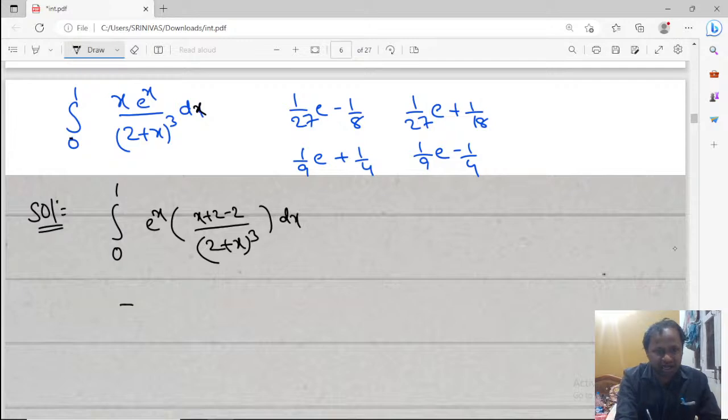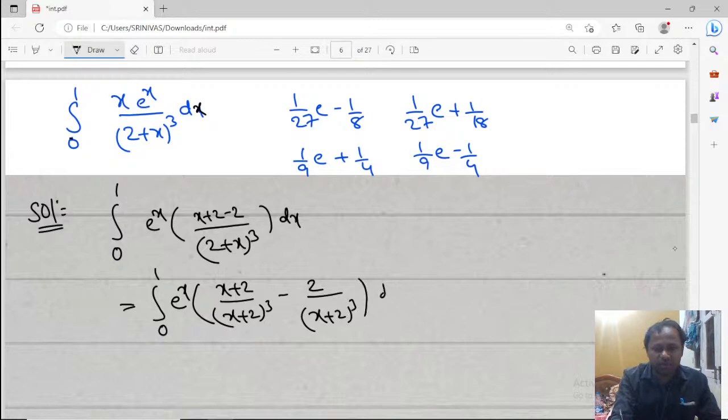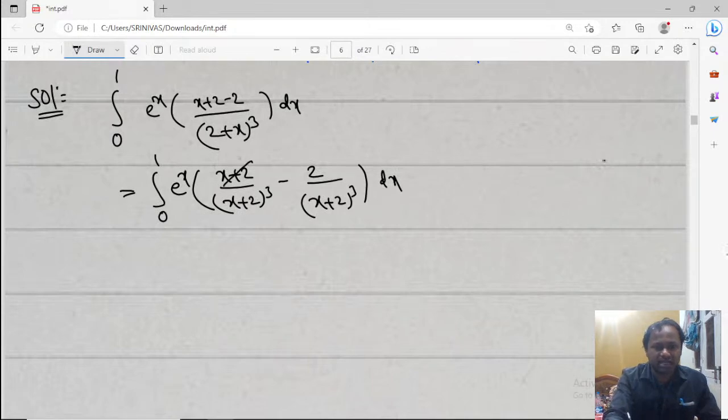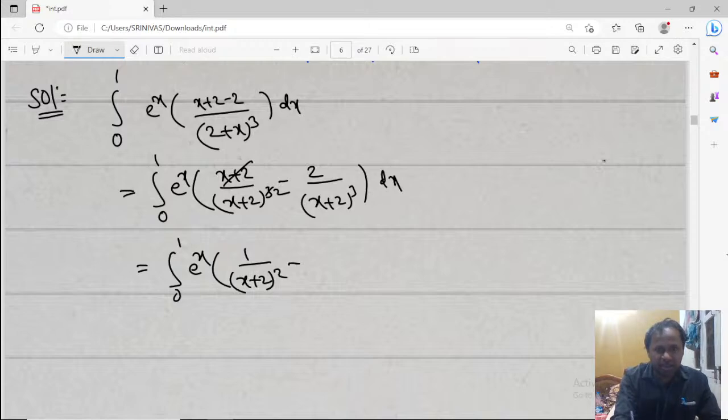So dx. Now integral 0 to 1 e power x into, now separate it, (x plus 2) divided by (x plus 2) whole cube minus 2 divided by (x plus 2) whole cube into dx. Right. So here one got cancelled, square. What we get? Integral 0 to 1 e power x into [1 by (x plus 2) whole square minus 2 by (x plus 2) whole cube] into dx.